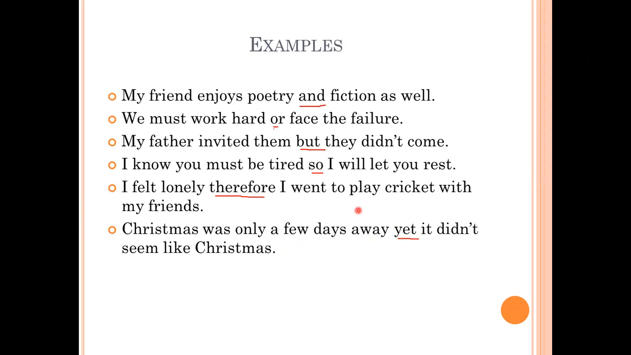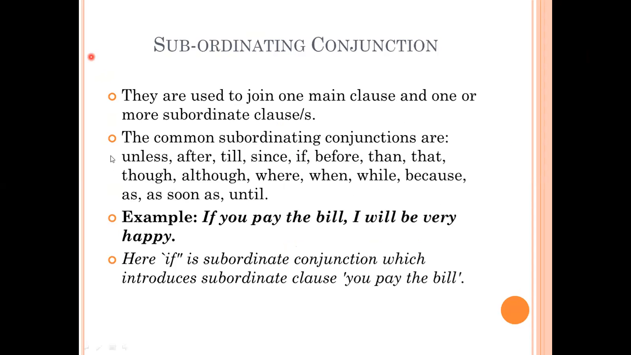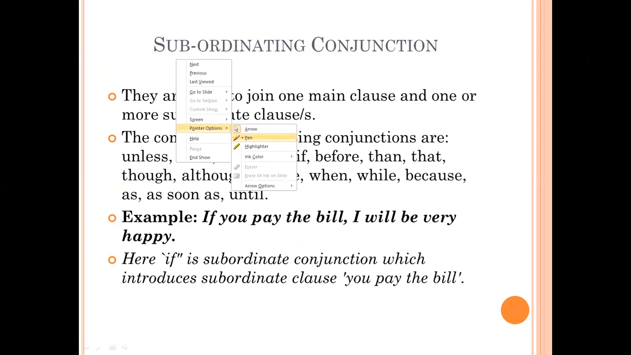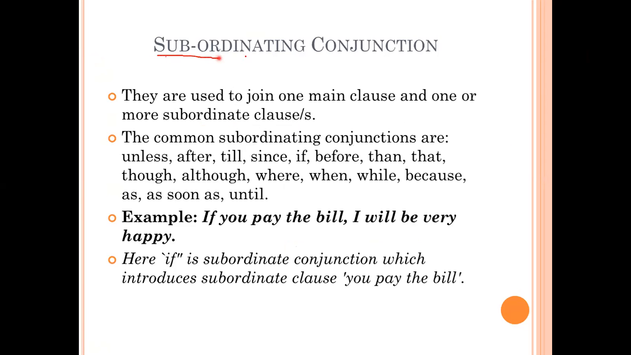Now we will see the second type, which is subordinating conjunction. What is the difference between coordinating conjunction and subordinating conjunction? I have already discussed it. When we use coordinating conjunctions, there are two equal sentences or principal clauses, joined with a coordinating conjunction. But with subordinating, there is one main clause and other clauses are subordinate clauses, which depend upon the main clause to complete their meaning. That is the difference.